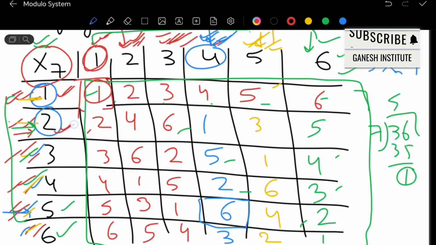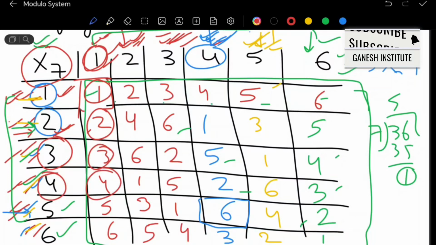2 multiplication modulo 7 with 1 gives me 2. 3 modulo 7 with 1 gives me 3. 4 gives me 4. 5 gives me 5. The number itself I am getting, right? If I do it by 1, so 1 is the identity element.